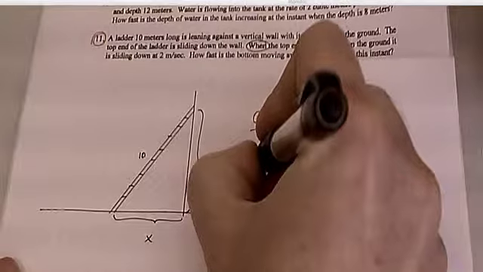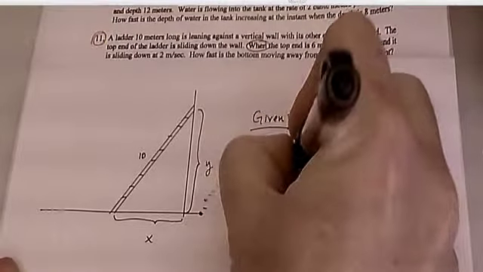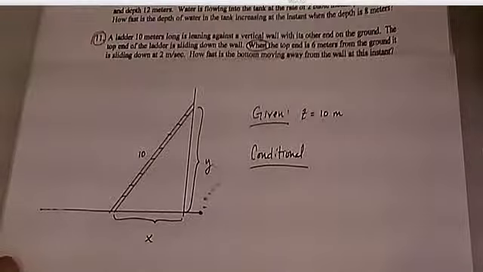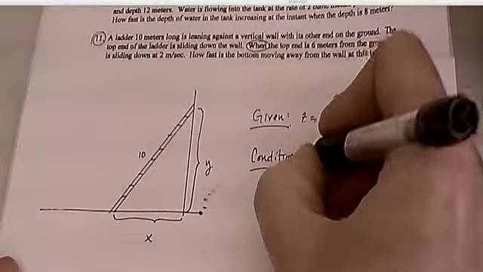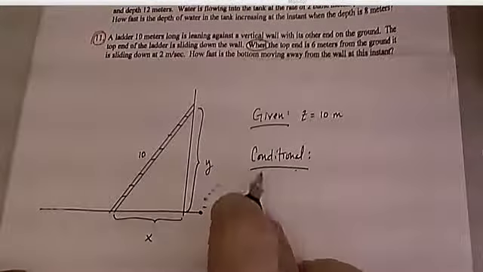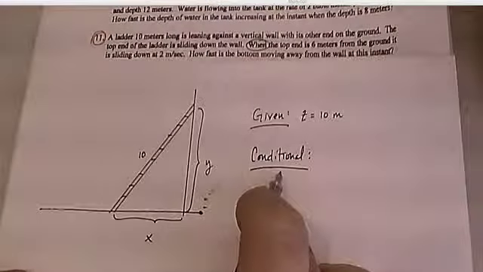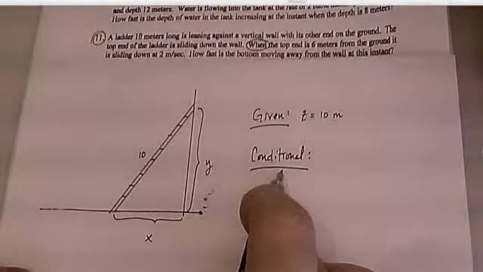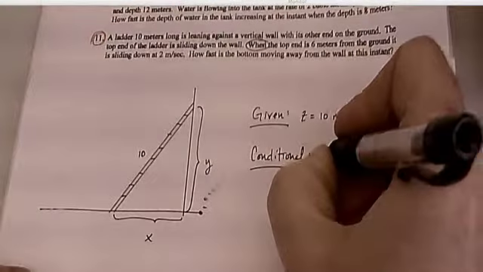For lack of a better word, I usually call this the conditional information. They're going to give you information that is always the case, and then information that is true at a specific instant. At that instant, in that condition, there are certain things that are true. It says the top end is 6 meters from the ground. When the top end is 6 meters from the ground, so when y is equal to 6, it is sliding down the wall at 2 meters per second.